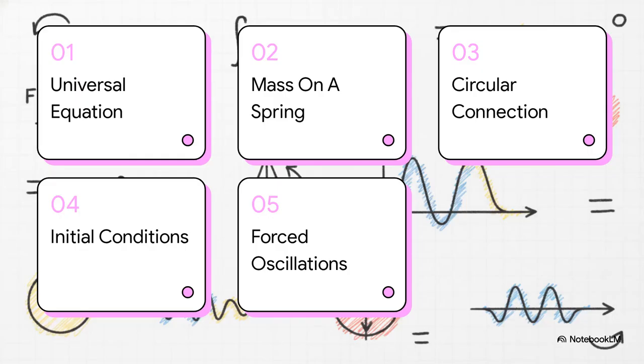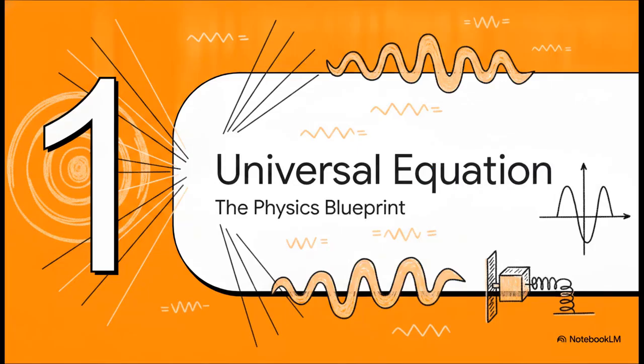Okay, so here's our roadmap for today. We'll start with the universal physics equation, look at a mass on a spring, uncover a secret circular connection, talk about initial conditions in energy, and finally wrap up with forced oscillations and resonance. Let's jump right into part 1, the universal physics equation.